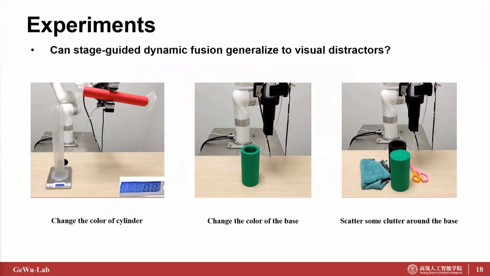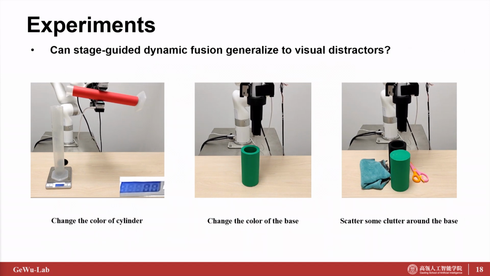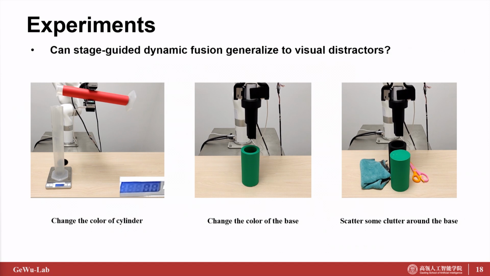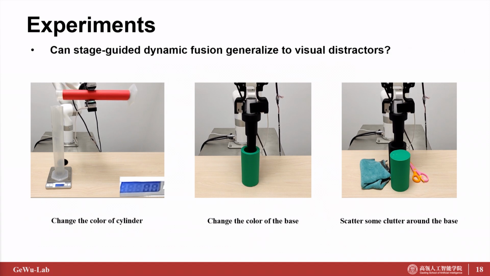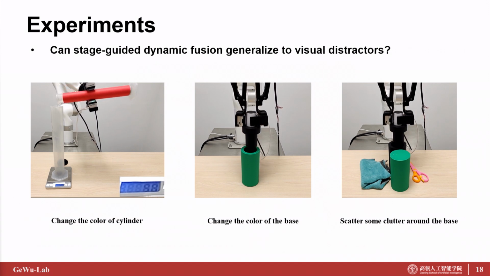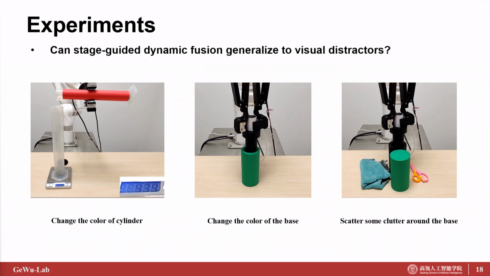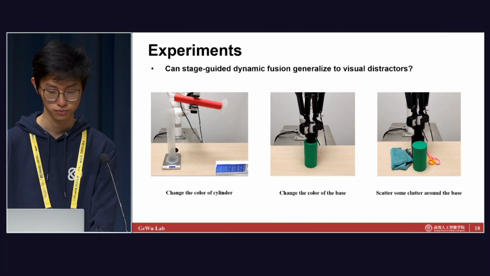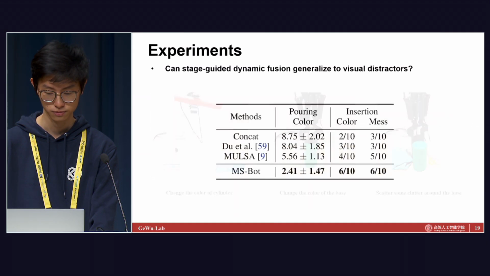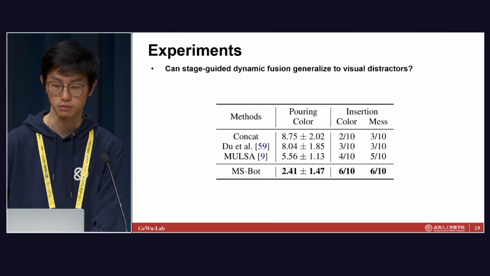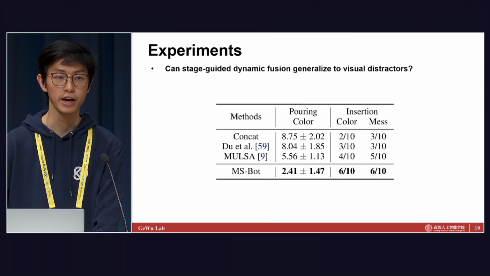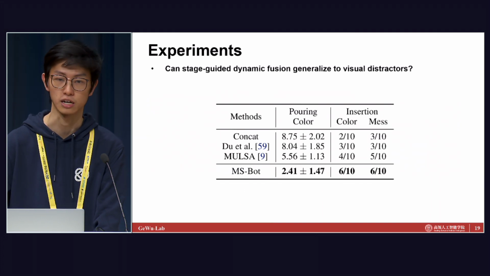We also want to see if our method could handle different visual distractors. So we change the color of the cylinder and the base, and we also place some clutter around the base in the pack insertion task. As you can see, our method is minimally affected because dynamically adjusting modality weights helps reduce the impacts of distractions on the fused features.